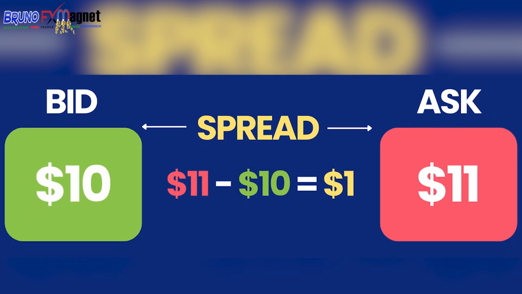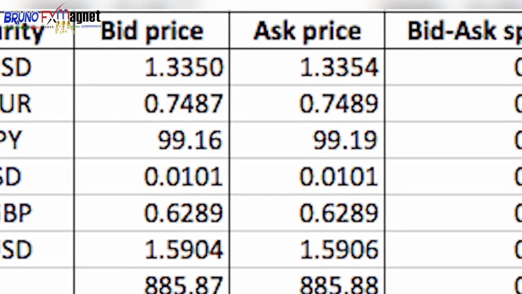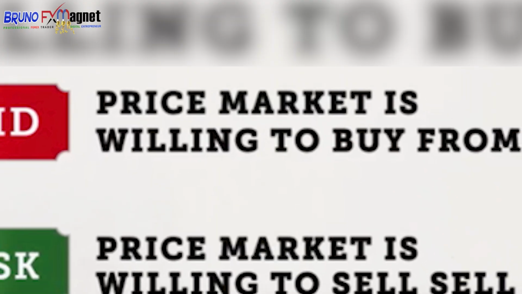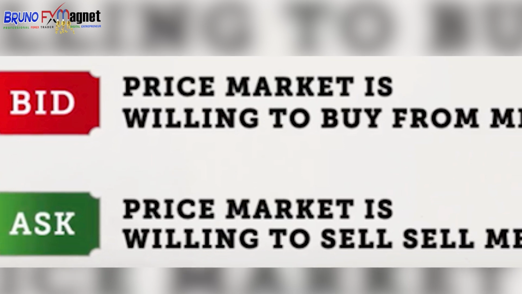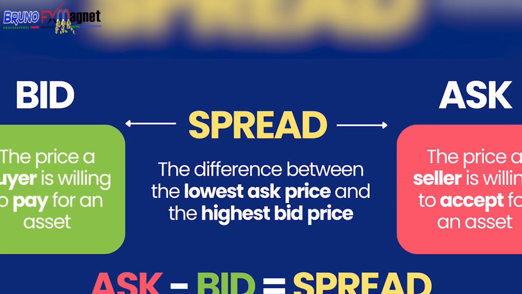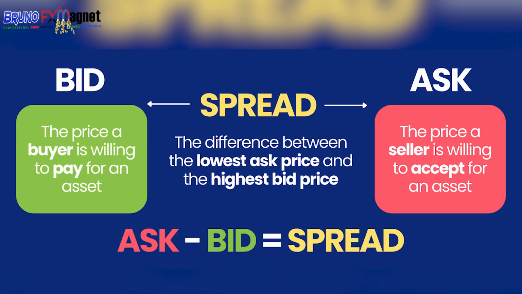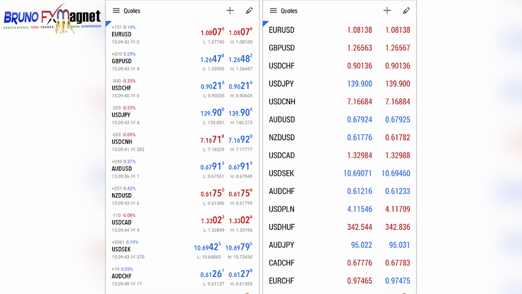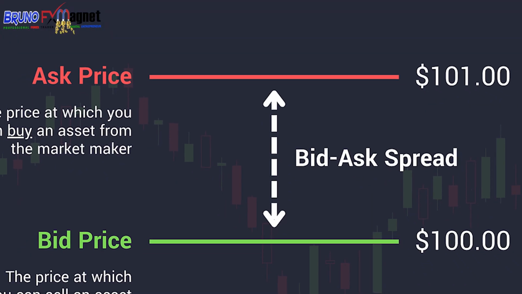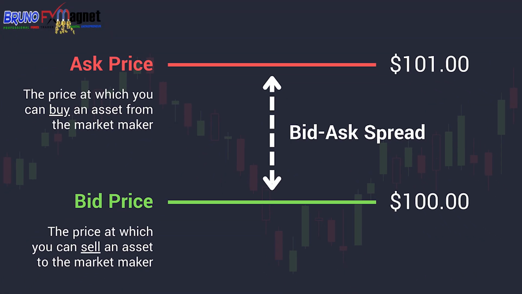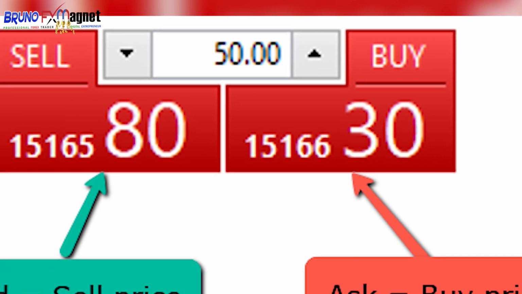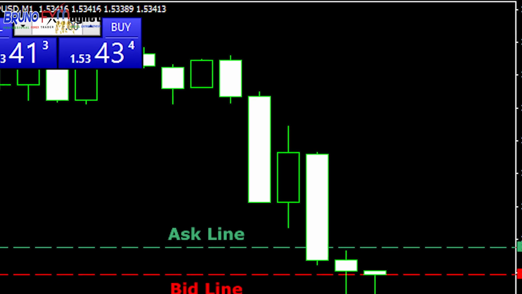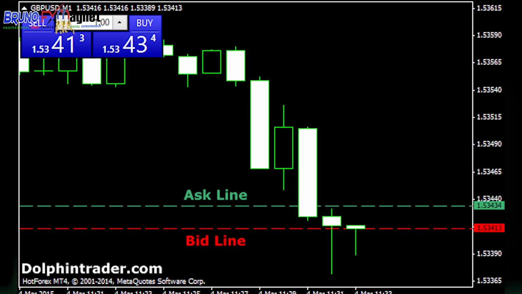Bid price is the price used when selling a currency pair. Ask price is the price used when buying a currency pair. The difference between bid price and ask price is what we call spread. The bid price will always be smaller than the ask price. The price at which we sell a currency pair will always be smaller than the price at which we buy it. Alright? This is an example of some bid and ask prices on EUR/USD.